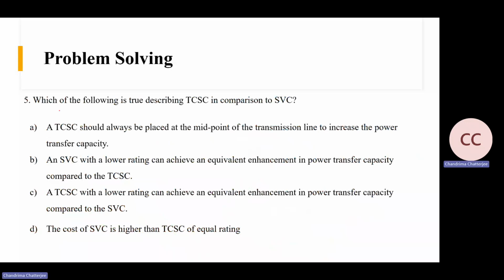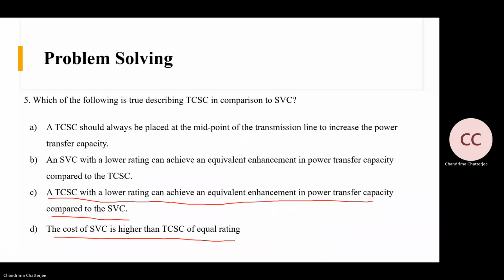Which of the following is true describing TCSC in comparison to SVC? A: TCSC should always be placed at the midpoint of the transmission line to increase the power transfer capacity. Option B: an SVC with a lower rating can achieve an equivalent enhancement in power transfer capacity compared to the TCSC. Third option: a TCSC with a lower rating can achieve an equivalent enhancement in power transfer capacity compared to the SVC. And the last option: the cost of SVC is higher than TCSC of equal rating. Okay, so what is the correct option?